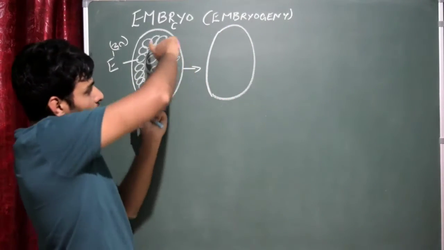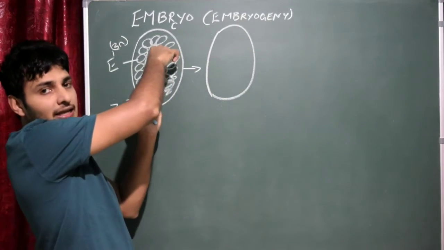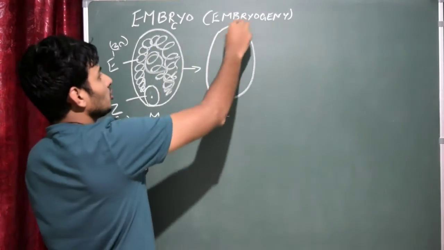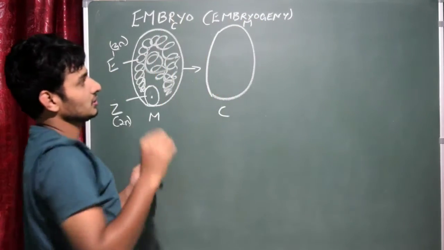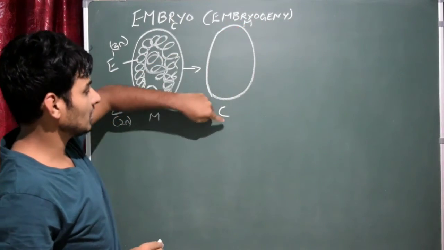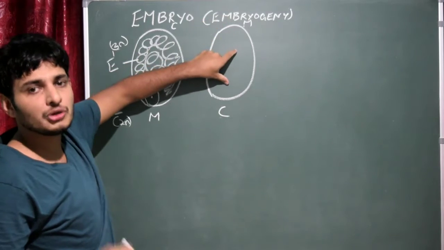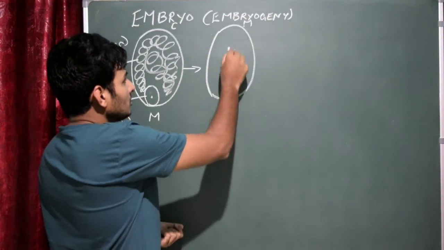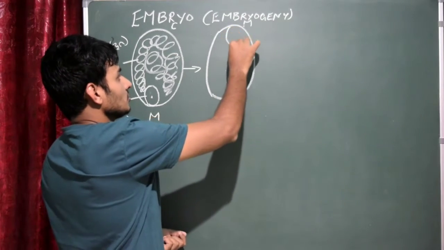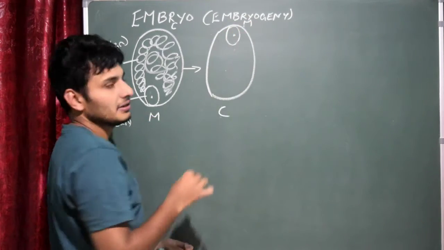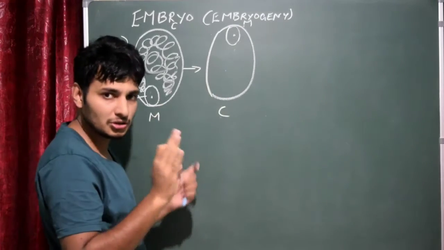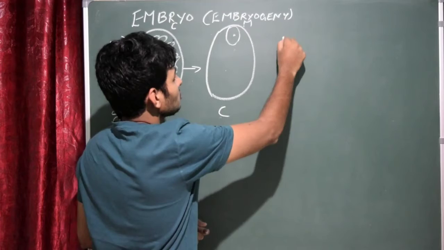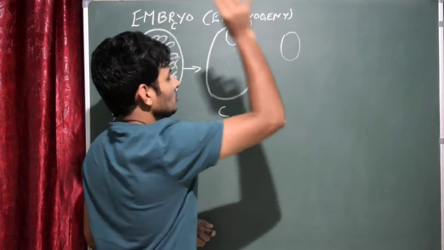Here I will draw an inverted diagram of the embryo sac. Inverted in the sense the chalaza will come in this direction, whereas the micropyle will go in this direction. So micropyle is here, chalaza is here. It is convenient for me to explain the concept. Now we'll draw the zygote. Zygote is here, towards the micropylar region. I will not draw the endosperm, that is not required. Here I will just draw the zygote outside. So this is the zygote now.